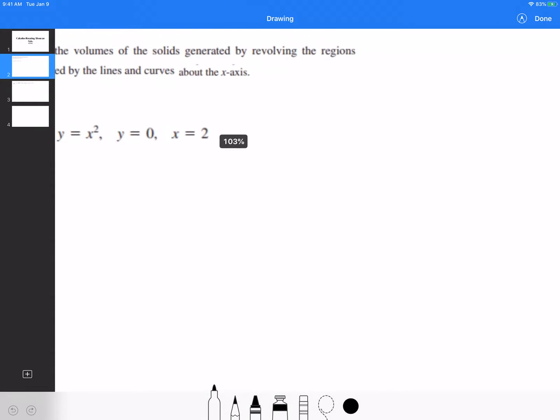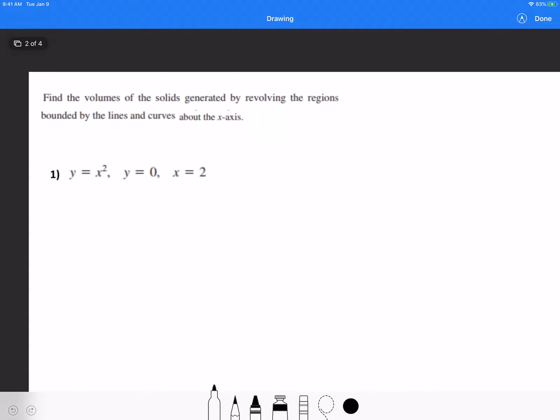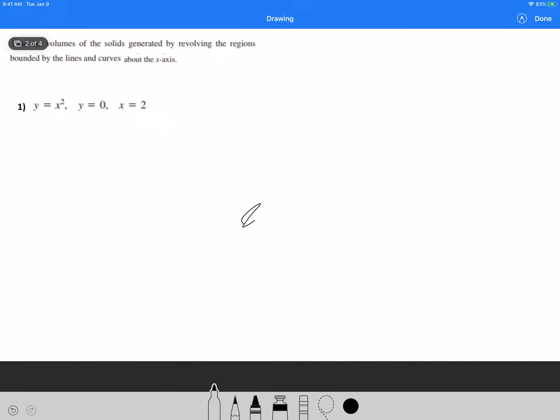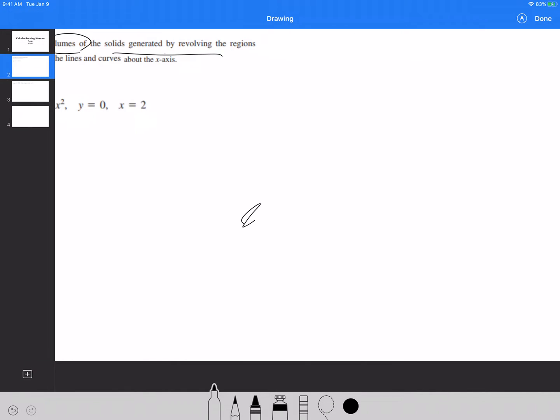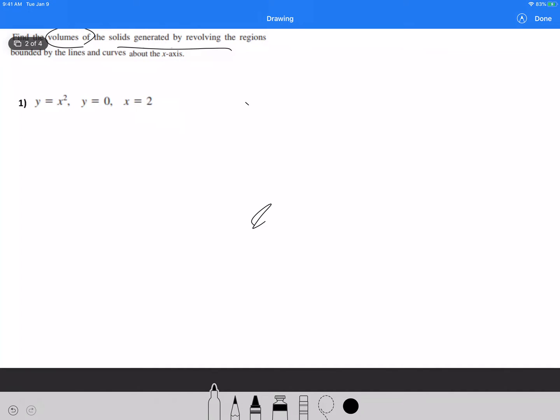Okay. So the first question says find the volumes of the solid generated by revolving the regions bounded by the given lines and the curves about the x-axis. So here, we're talking about finding the volumes of the solids generated by revolving the regions. So it's really good for you in the very first place to have some sort of a visual for what's going to happen.